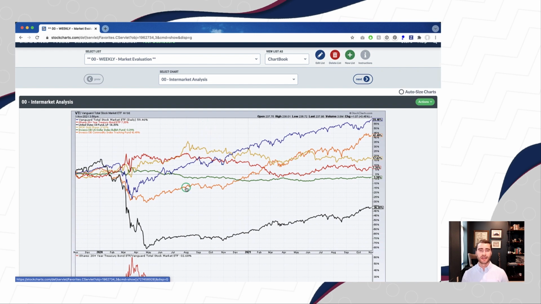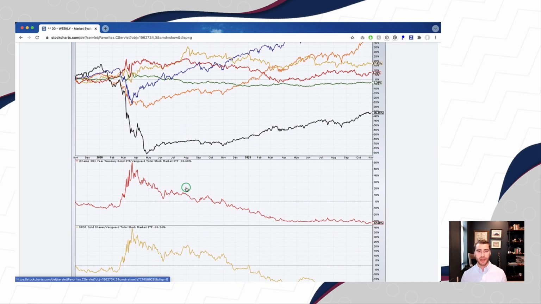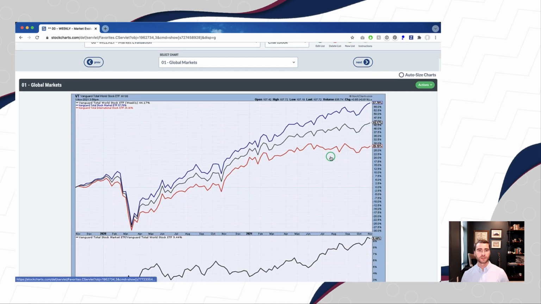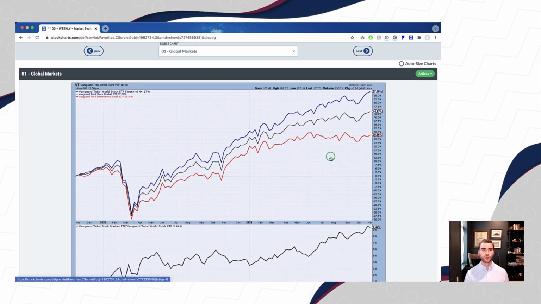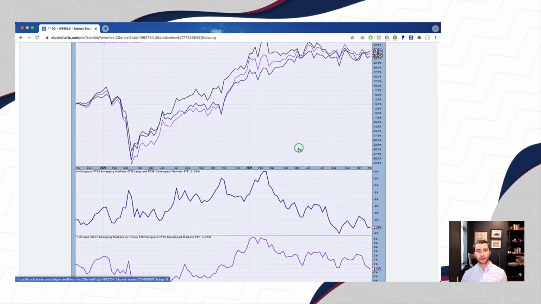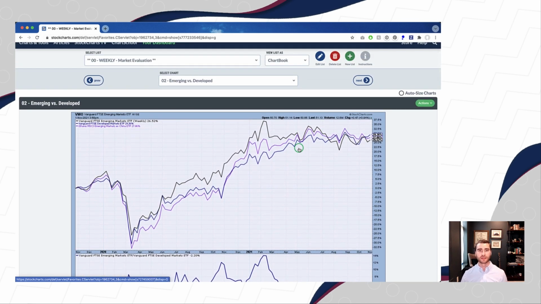Here's, for instance, an intermarket view looking at all of the major asset classes, comparing things over the last 2 years. We've got other stuff up in here, for instance, global markets. So this is looking at the US versus the total globe versus everything other than the US. We've got stuff like emerging markets versus developed markets. These are the kind of things that I like to look at on a weekly basis. So lots and lots of different charts in here.